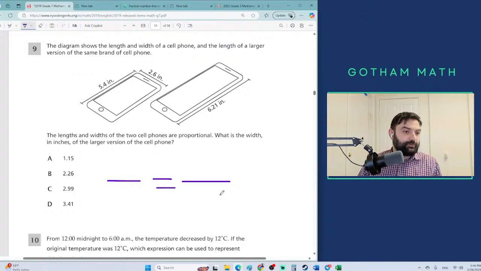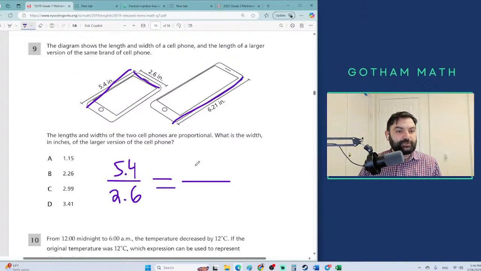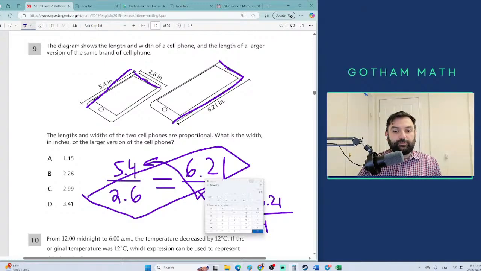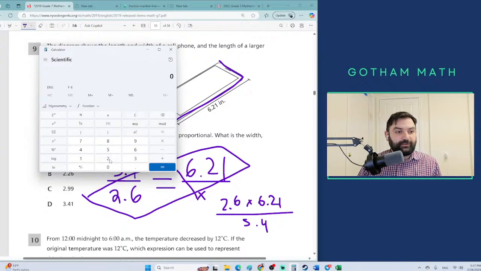Well, what can we do? Proportion. 5.4, so this over this, 2.6 equals length, which is 6.21, over width, which we want to know, x. How do we do it? Again, this times this, so 2 numbers multiplied by themselves, divided by the number that's across from the x. So it is going to be 2.6 times 6.21, all divided by 5.4, which we don't have to do by hand, thank God. We can do it on the calculator.